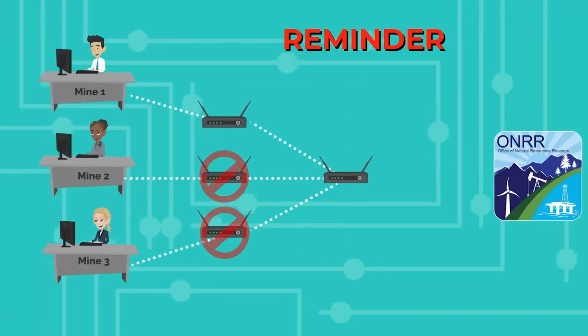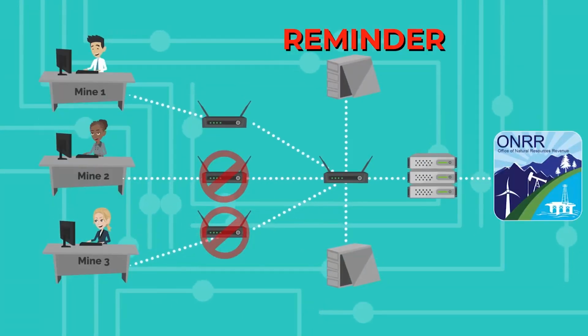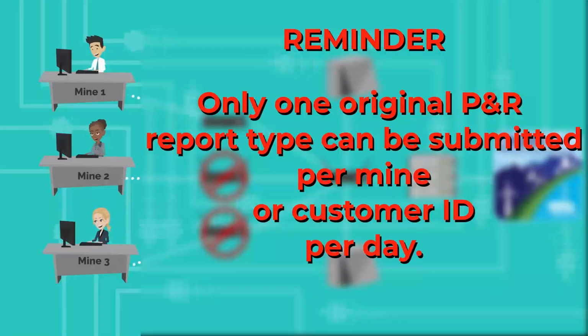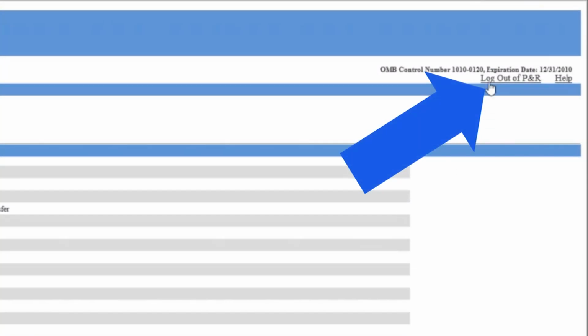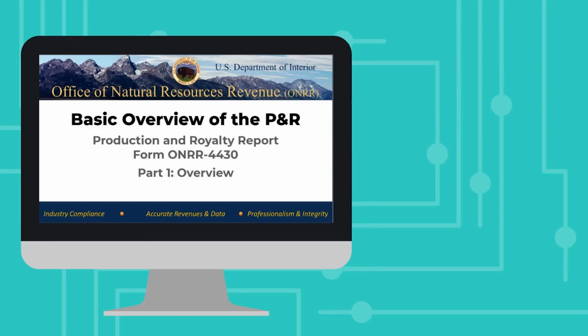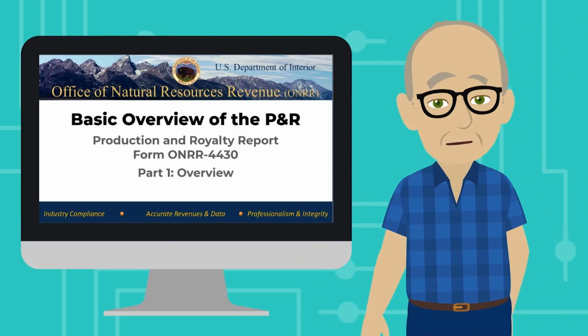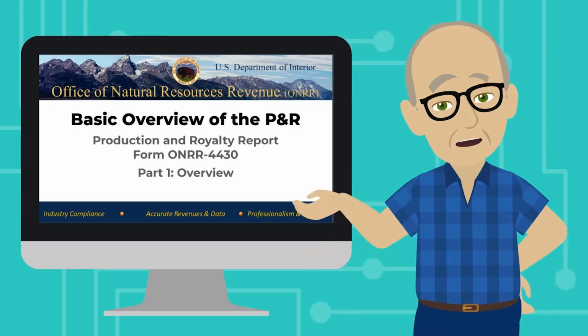As a reminder, only one original P&R report type can be submitted per mine or customer ID per day. After you have submitted your P&R, hit the Logout button to exit the application. Please see the rest of the videos in our P&R series for more information on Form ONRR-4430, the P&R.